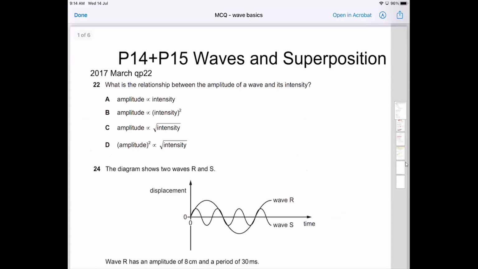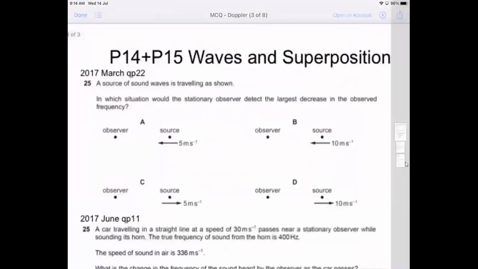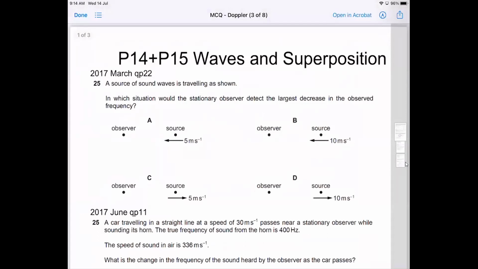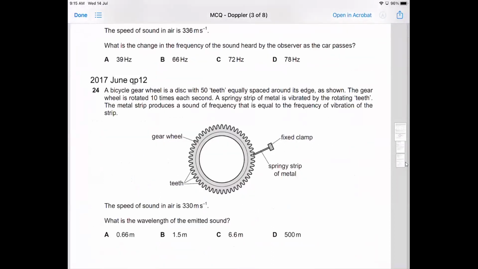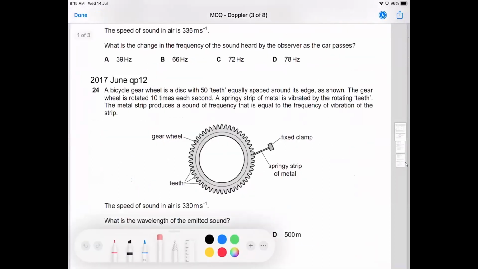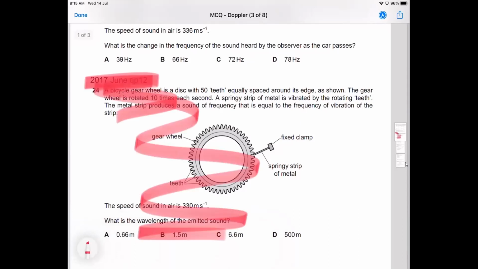Then I'll just show you quickly. If you go and have a look at the questions, Doppler effect, you'll see that it's always observer and source. They talk about ambulances. This question here, I don't know what this is referring to. I'm not sure if it's a Doppler effect question or not. Just have a look at this question, see what you can figure out.